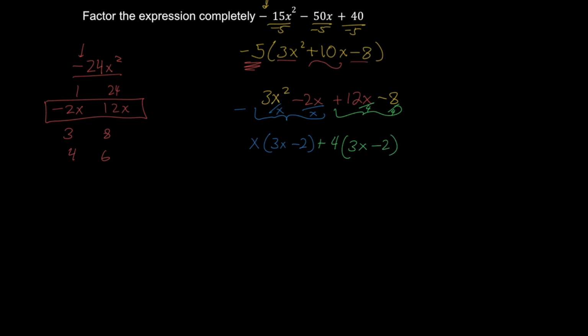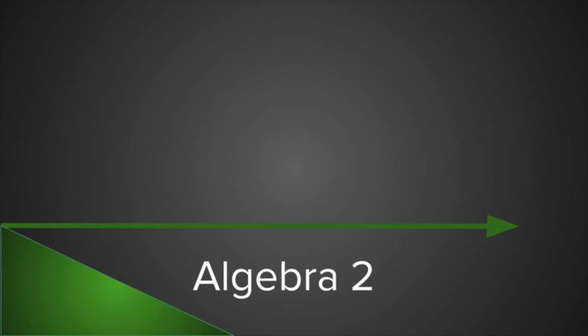Once again, in both groupings, the binomial should be the same. So we'll pull that out, which will leave me in the first grouping, x, and in the second grouping, plus 4. But remember, don't forget to bring down the common monomial that we pulled out at the beginning. So negative 5. And there we go.